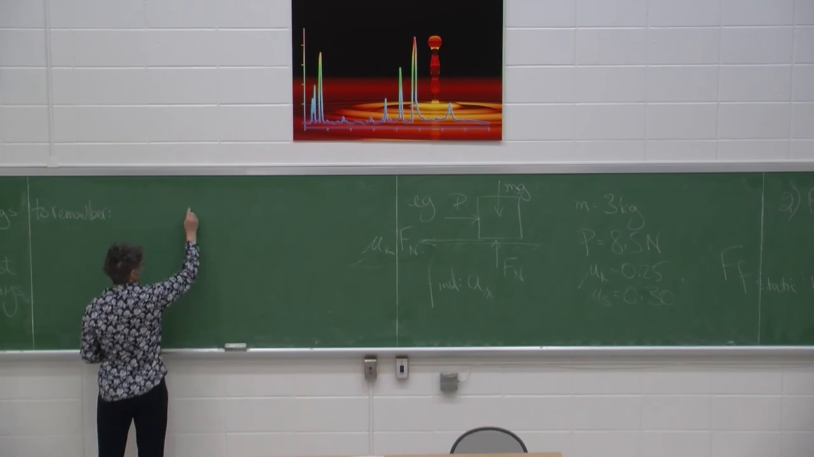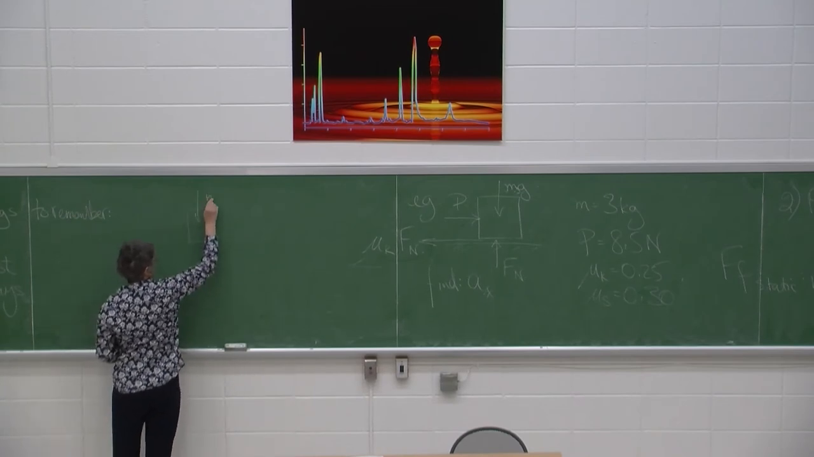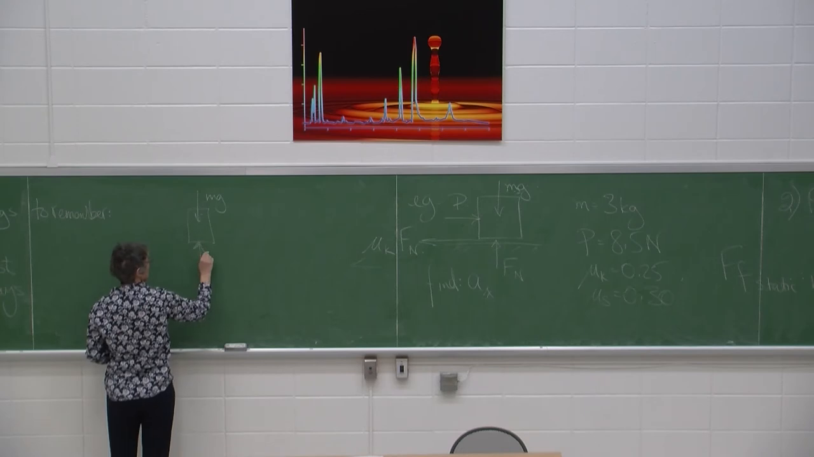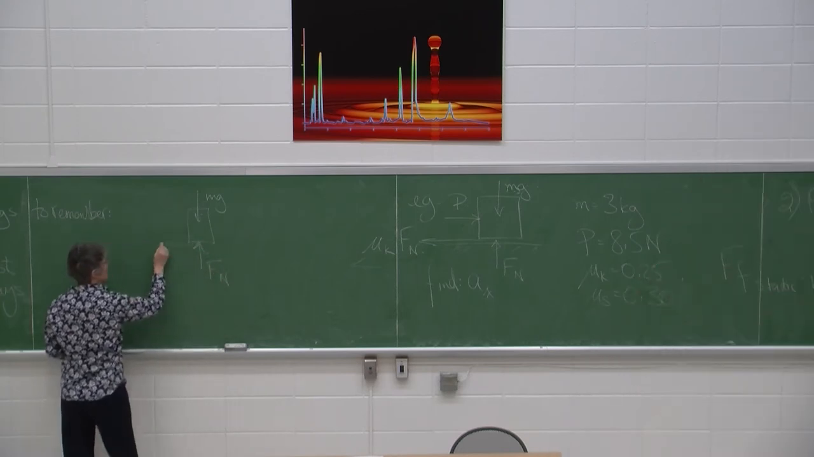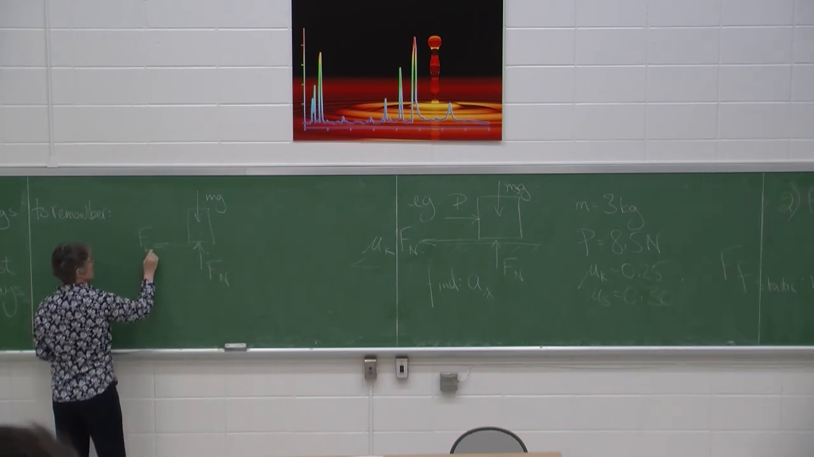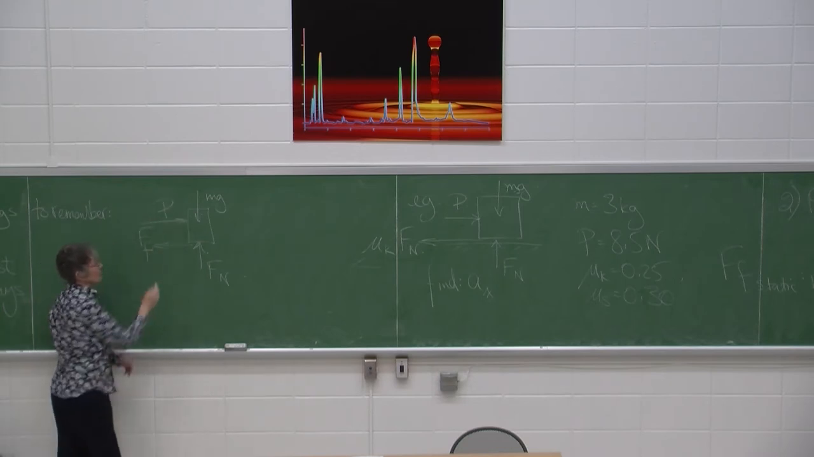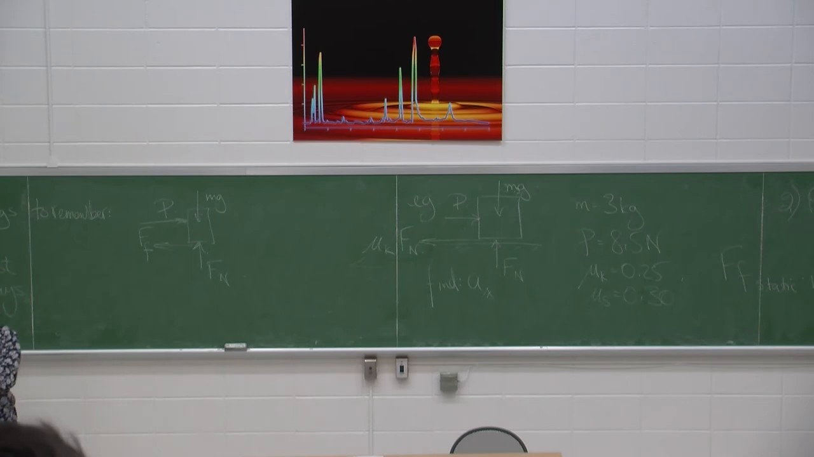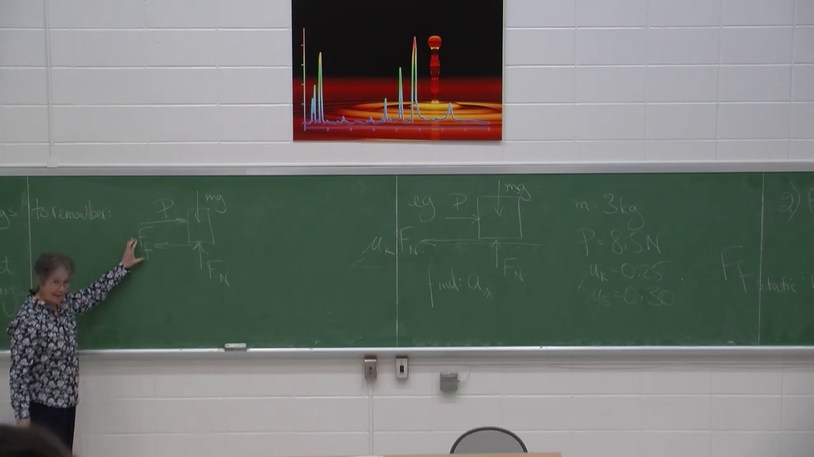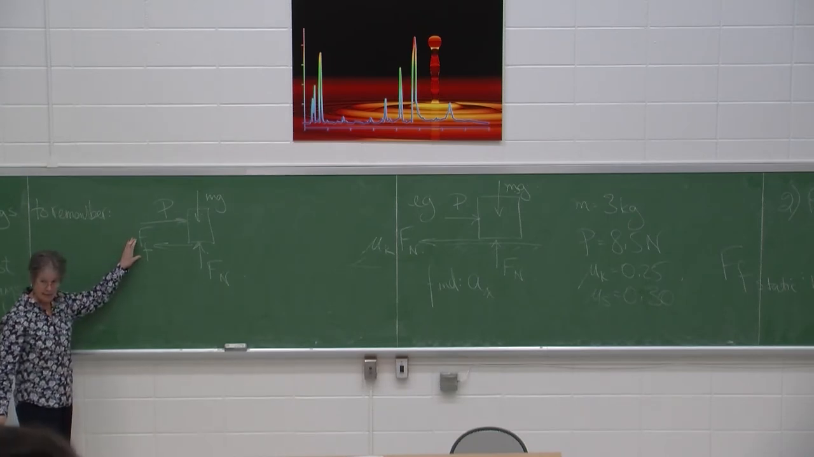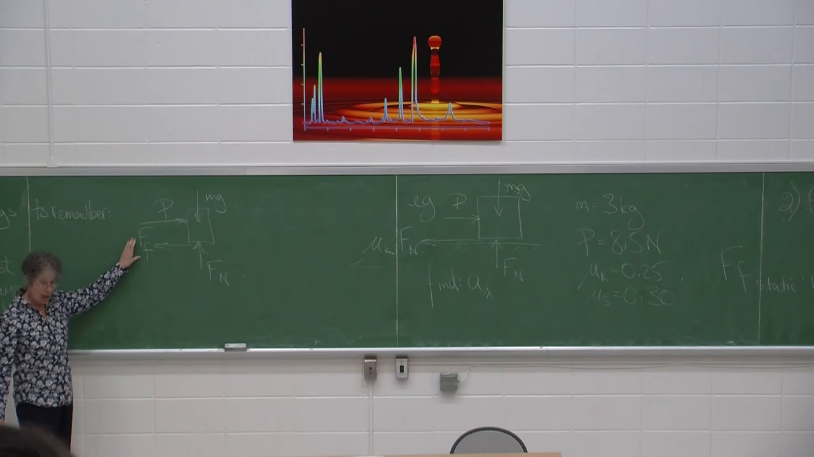So here's our free body diagram. Mg, Fn, there's our friction force, just F sub F, and there's our P. And we know there is some friction, but we don't know whether it is static or kinetic friction, because I haven't told you whether it's moving or not. So the way that one deals with these problems is you've got to decide that right at the beginning.